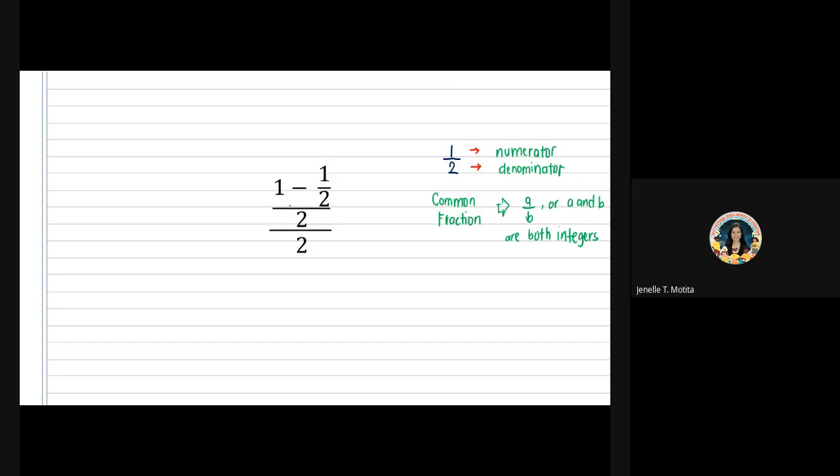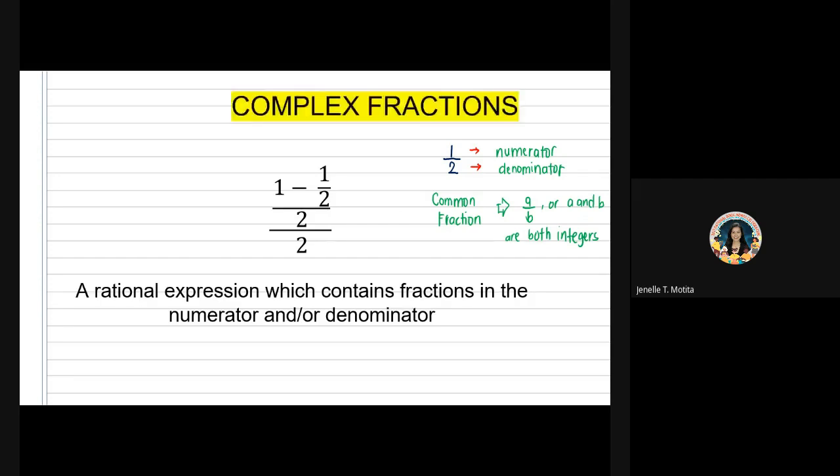Okay, so there are a lot of bars here. One, two, three. We've got three bars in here. It's absolutely not a common fraction, but we call this one a complex fraction. A complex fraction is a rational expression which contains a fraction in the numerator and/or denominator. So let's identify the parts of this complex fraction.